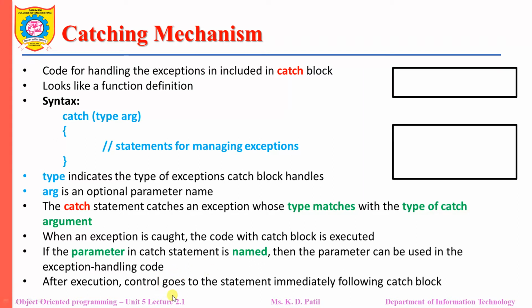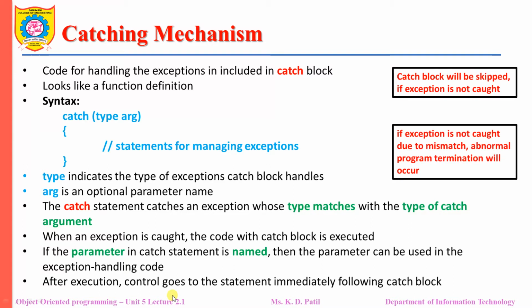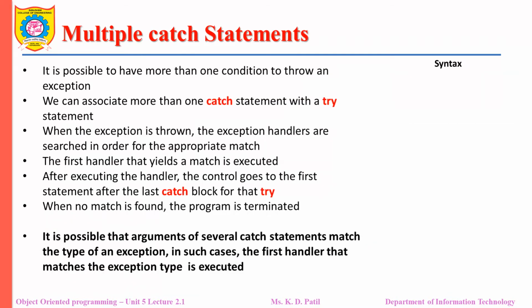After its execution, the code goes to the statement immediately following the catch block. The catch block will be skipped if the exception is not caught. If the exception is not caught due to the mismatch, then abnormal program termination will occur. Let us see how to deal with multiple catch statements.